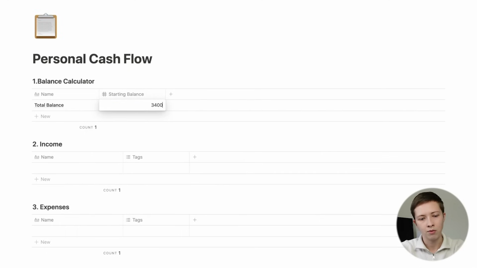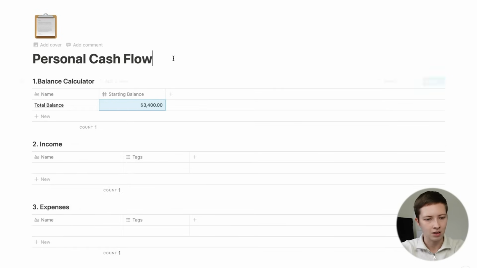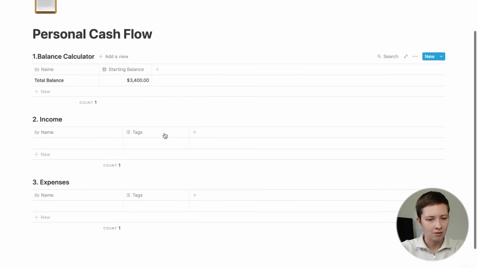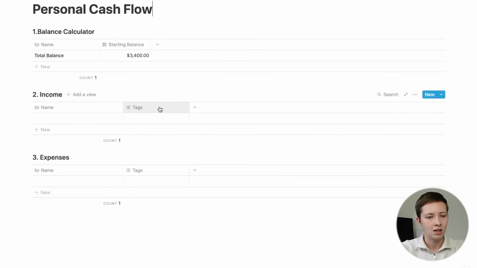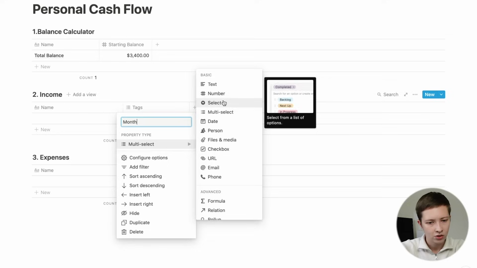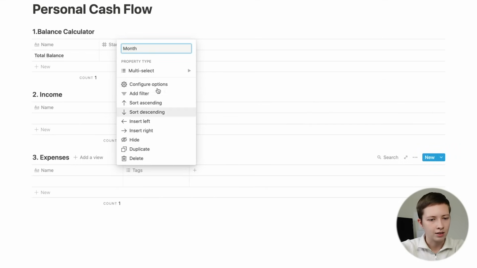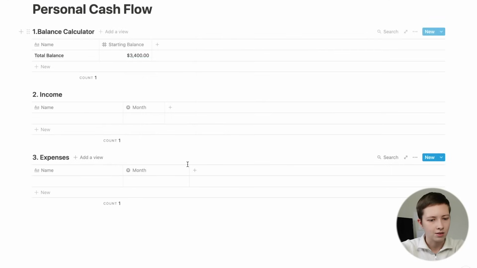Let's say we're starting with $3,400. If I want to change this to a dollar or some other currency, then just go down to the currency I want. In this case, I want dollars. And that's pretty much all we need for that right now. Let's go down to income and change this tags property to month. And just change this to select. I can do the same thing down here in expenses and change this to select.